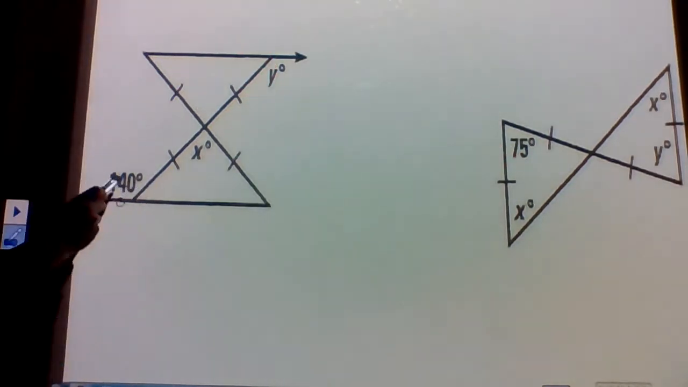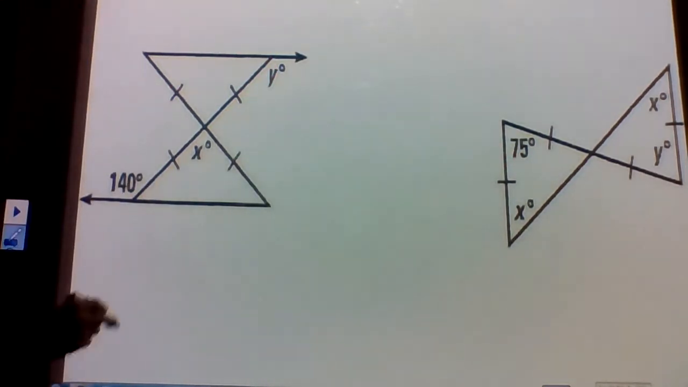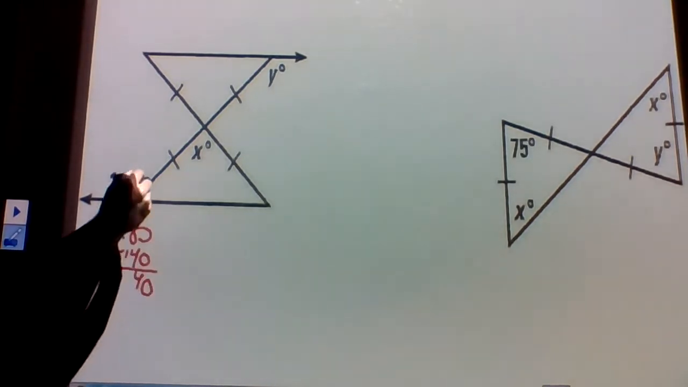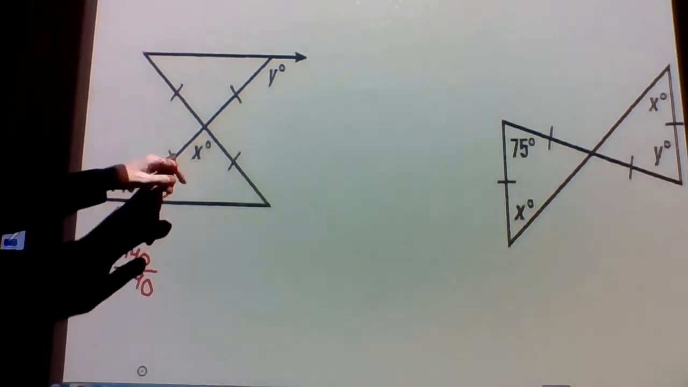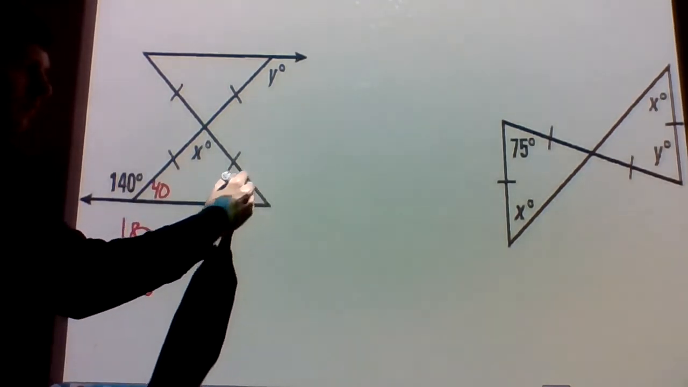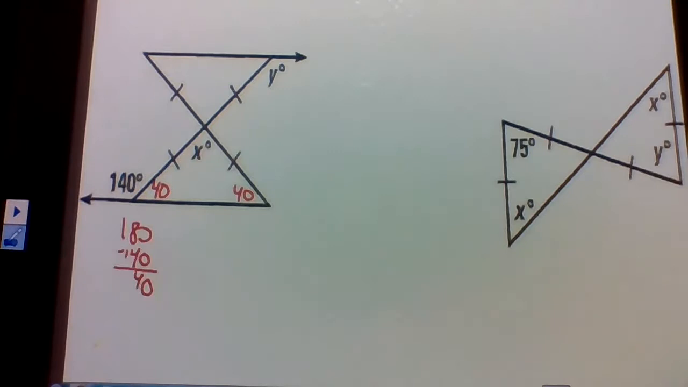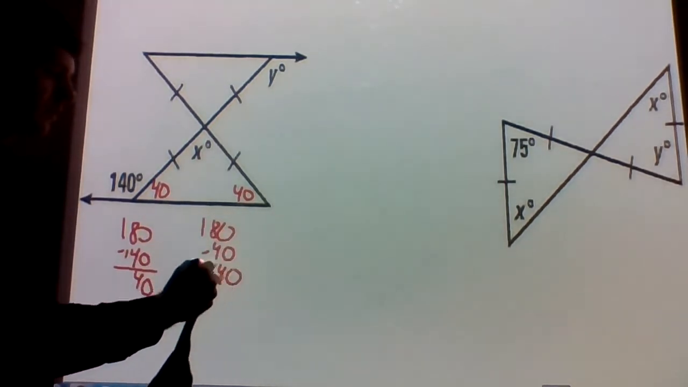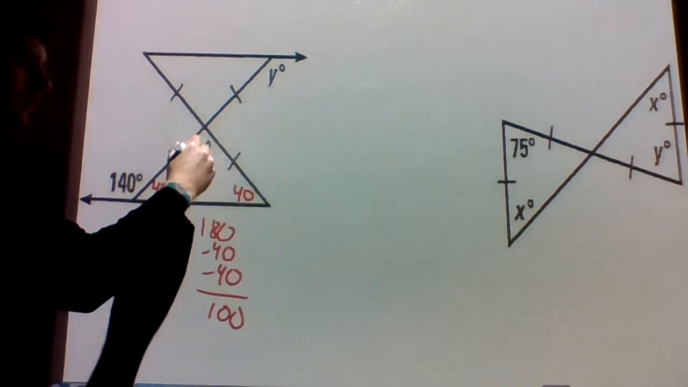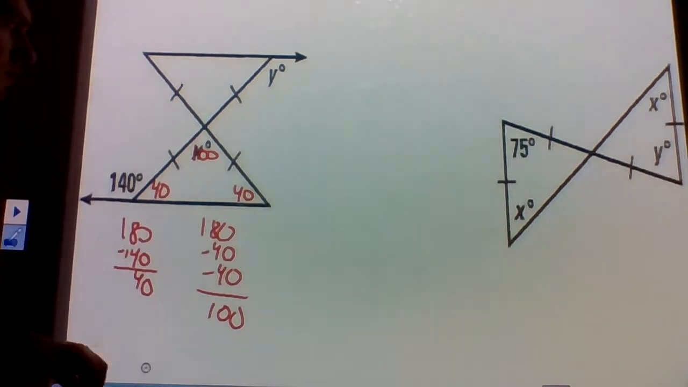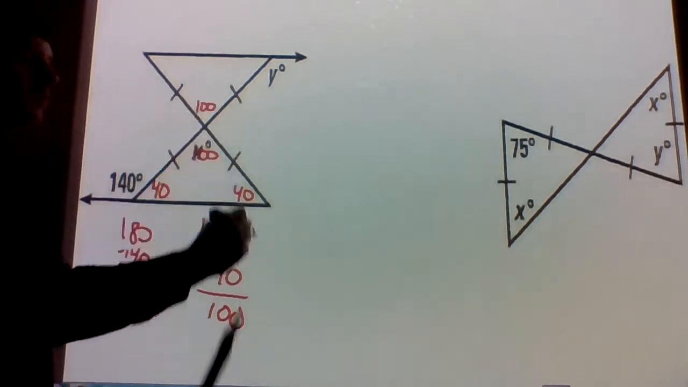So number 9, we can start off with a linear pair. We know linear pairs are supplementary, so we can do 180 minus 140. It's going to be 40. Okay. Then we have an isosceles triangle here. So the two angles opposite the congruent sides are your base angles. So this is also going to be 40. To find the third angle of a triangle, we do 180 minus 40 minus 40. That's going to give us 100. So x is going to be 100. And then we have vertical angles. We know vertical angles are congruent. So this is also going to be 100.